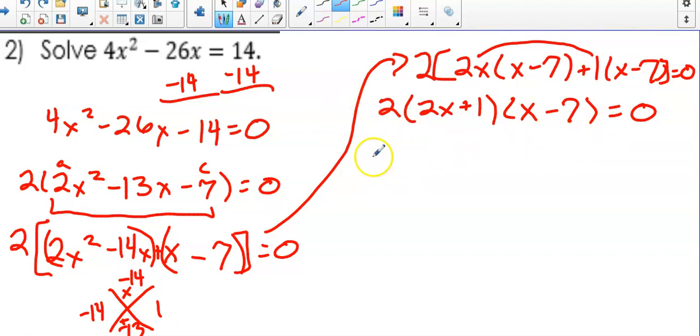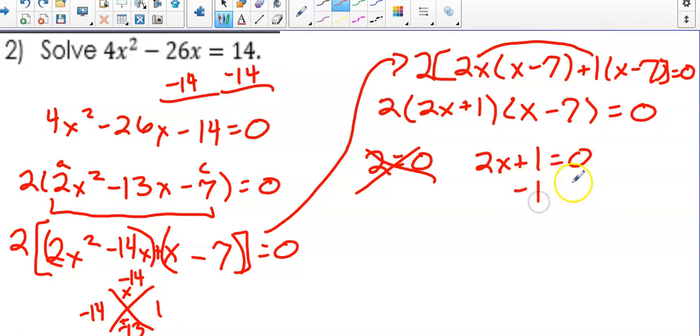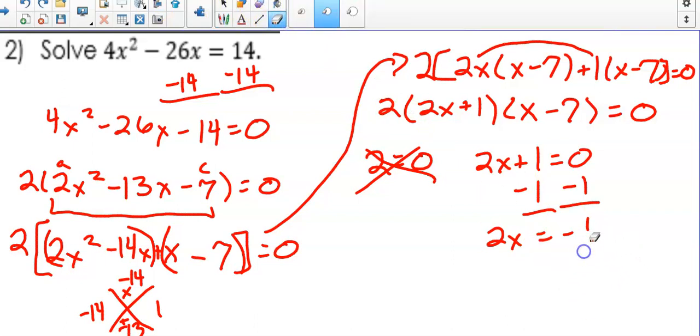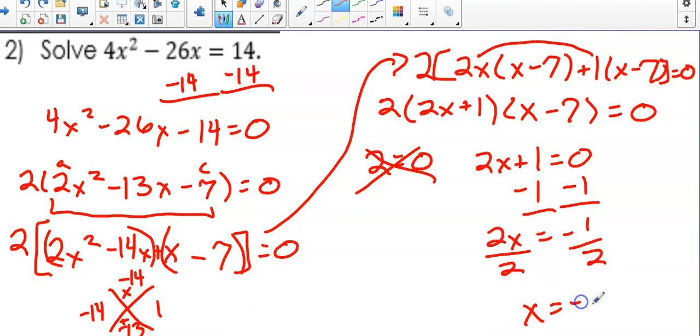Now I'm going to set each factor equal to 0. So I notice I have a 2 right here. So 2 equals 0. That's not true, so I'm just going to throw that out. That doesn't even matter. 2x plus 1 equals 0. Okay, now we're just going back to 7th grade math here. I wrote an extra little line right there where I don't need it. Actually, I will need it anyway. Okay, so x equals negative 1/2.